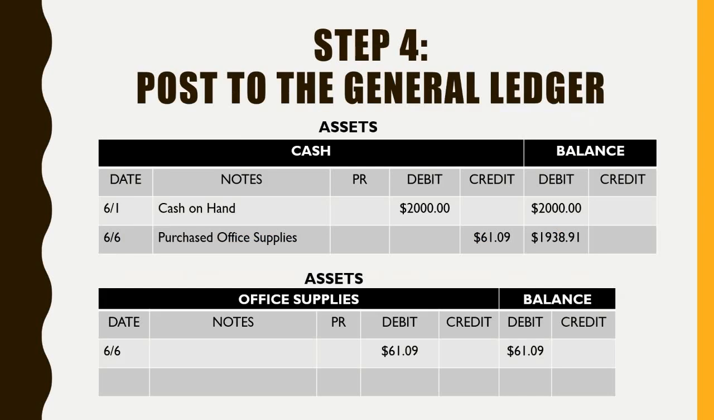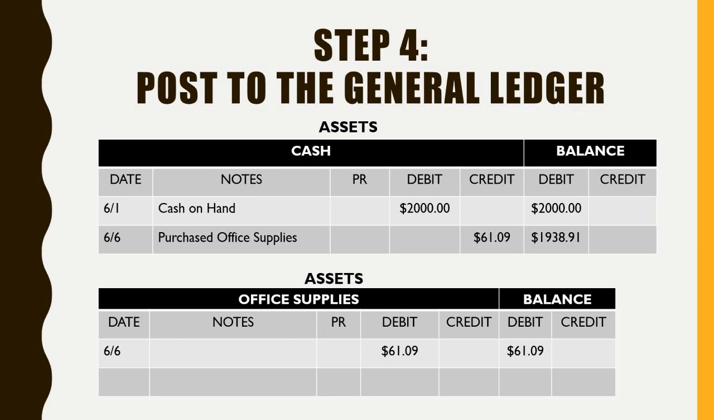Step 4 is to post to the general ledger. So that's why yesterday I had to show you what the general journal is and what the difference is between the journal and the ledger. In this case, the ledger gives me an account balance. My cash account says here that on June 1st, this is the cash that I had on hand. I had $2,000 to begin with. And because I decided to purchase office supplies on June 6th, I recorded in my books exactly how I recorded it in my journal.